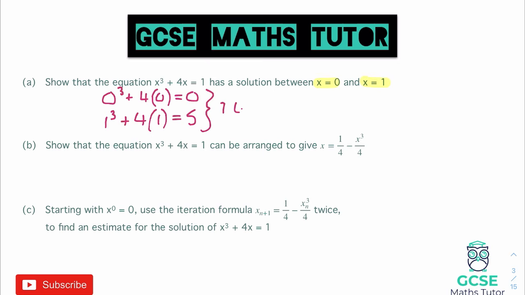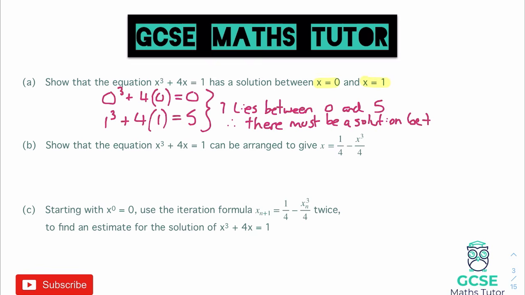We could just say that 1 lies between 0 and 5. Therefore, there must be a solution between 0 and 1.